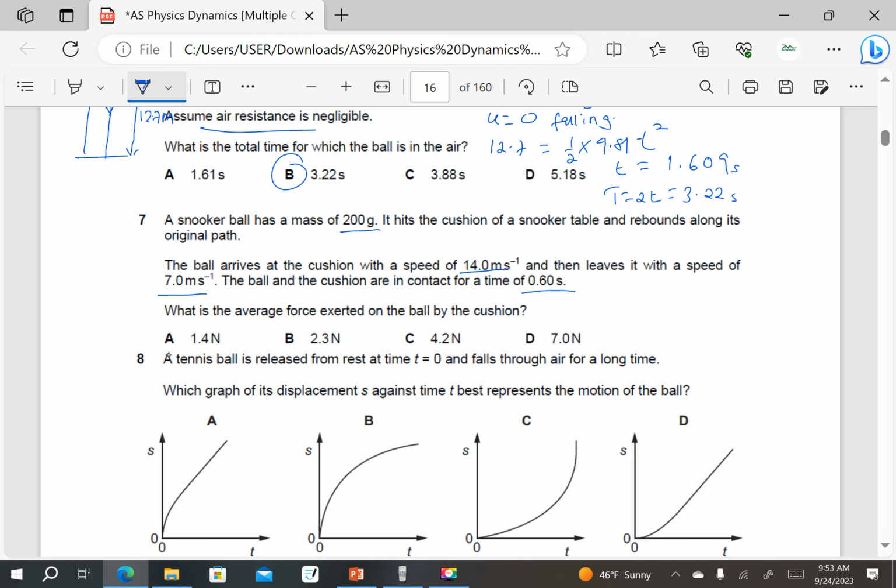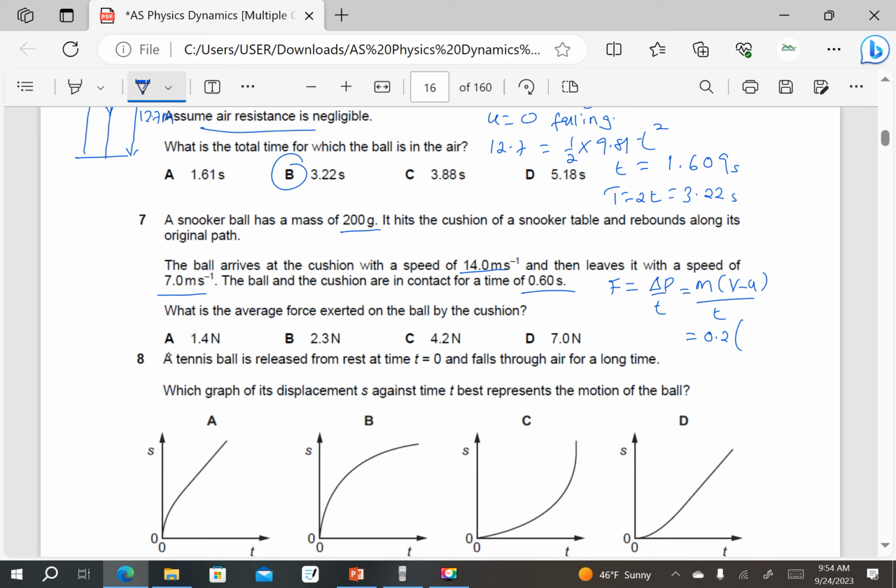So what is the average force exerted on the ball by the cushion? So we know that force is equal to the rate of change of momentum. F is the rate of change of momentum. So the change in momentum is mass times V minus U divided by T. So the mass is 0.2 kilograms, changed to kilograms.